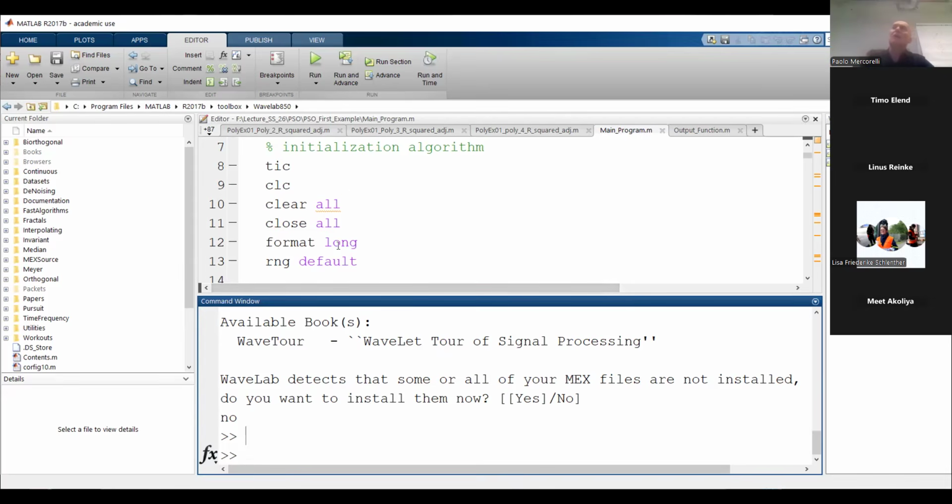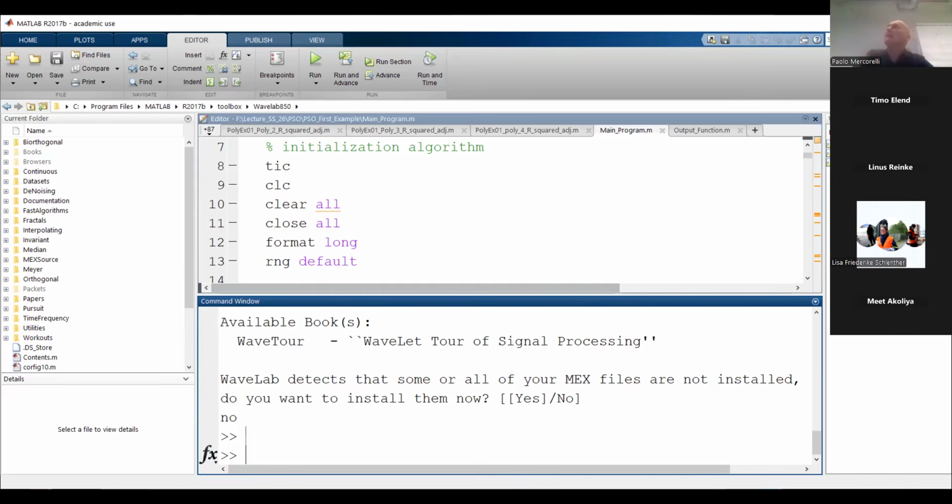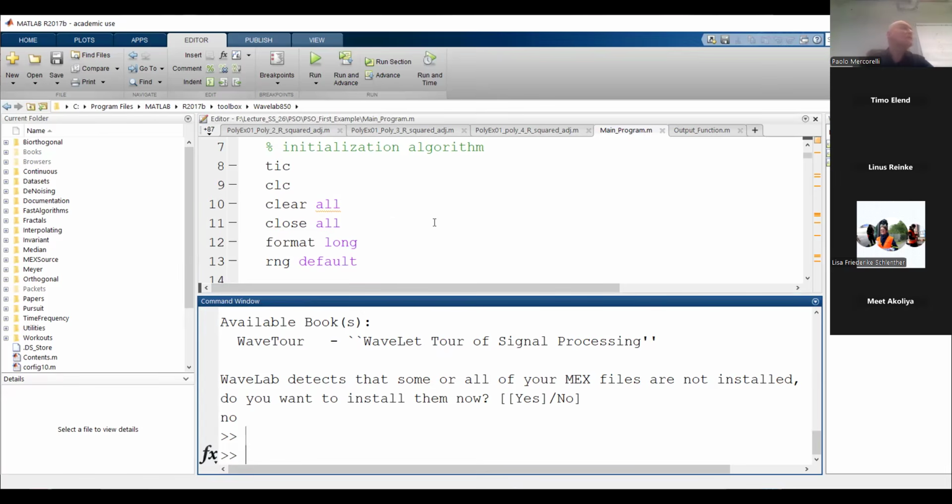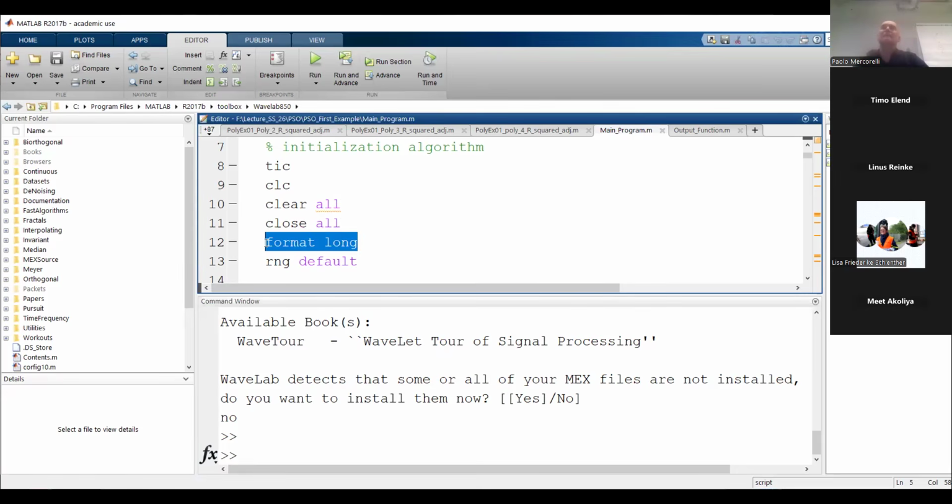Clear the variable which we have here in the workspace. Close all closes the figures. Format long is a way to represent the variable, the results with the maximal number of decimals, but it's just a representation.